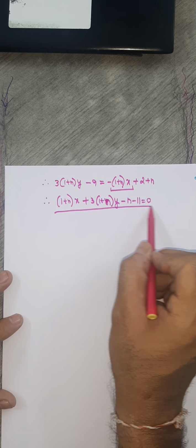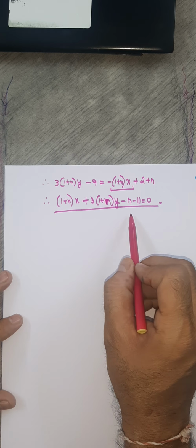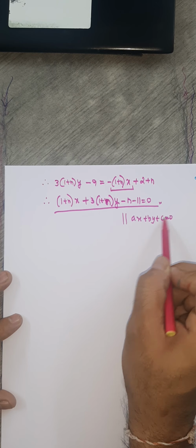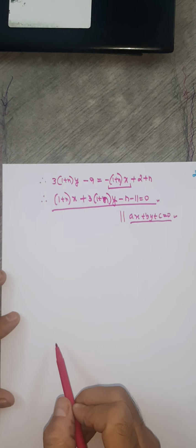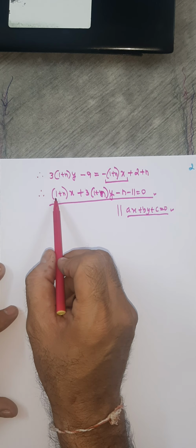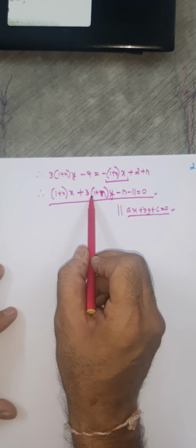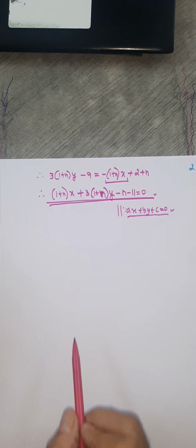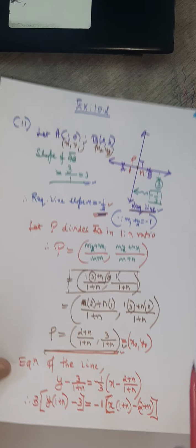This is the required line. It is in which form? Look at it, it is in this form: ax plus by plus c equals to 0, this general form, right? As we did in the earlier examples 1 to 10, ax plus by plus c equals to 0 form. Got it? I repeat the entire solution.